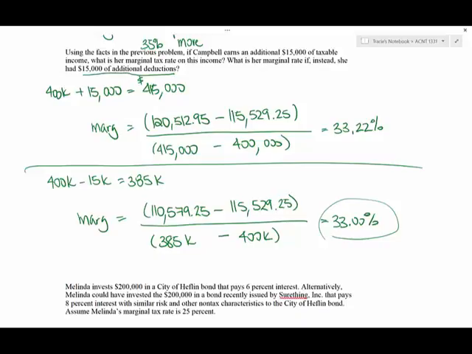So when taxpayers think about getting more or less money, they think about whether it's going to impact them, moving them into a higher bracket or moving them out of that high bracket.